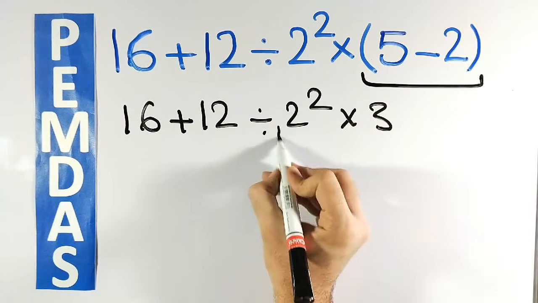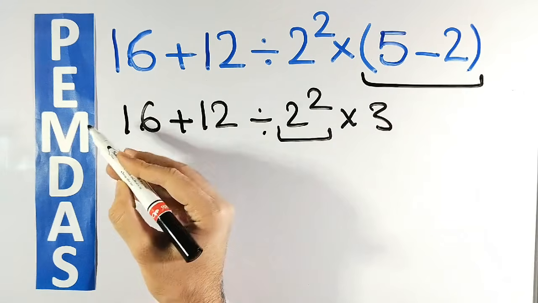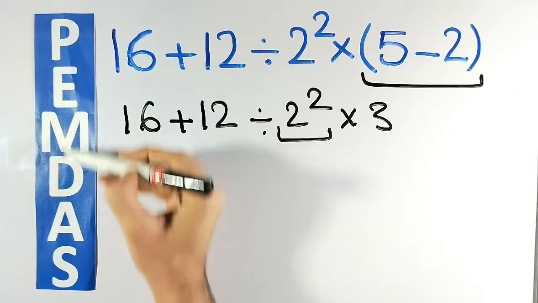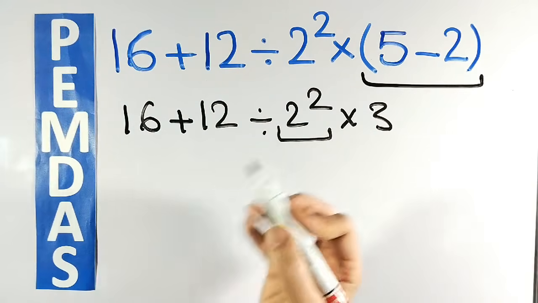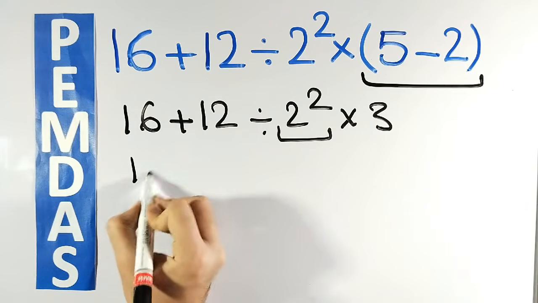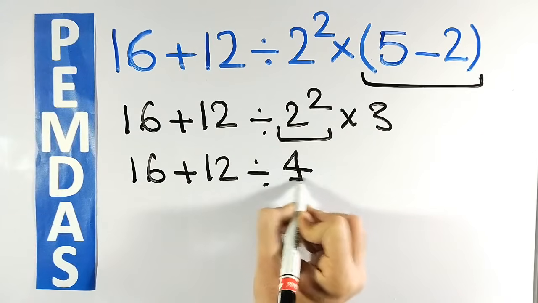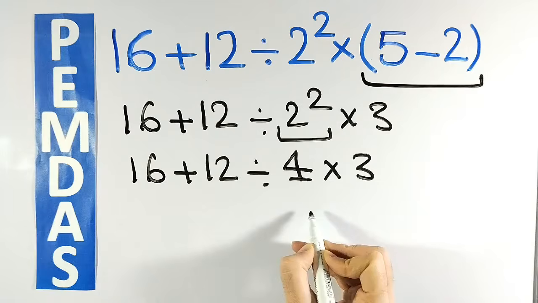And the next step, we go for the exponent. Because in the PEMDAS rule, after parentheses, exponent has a higher priority than the other operations. So, we rewrite this equation as 16 plus 12 divided by 4 multiplied by 3.